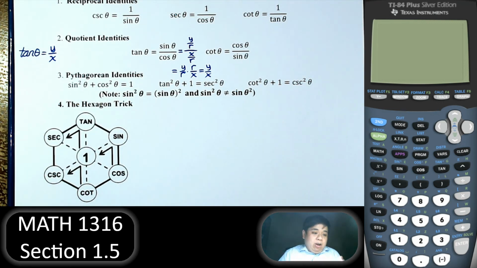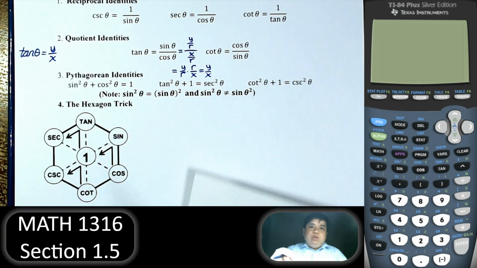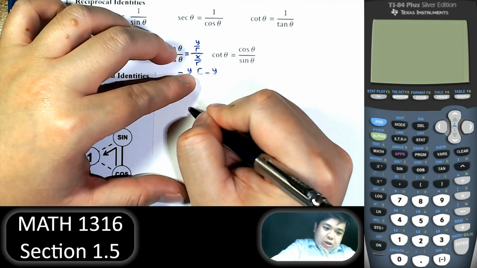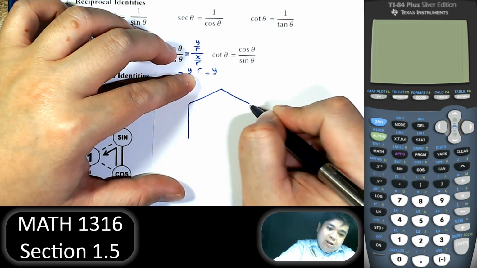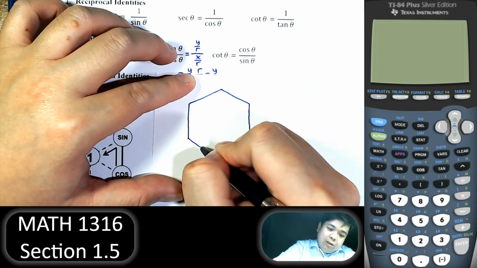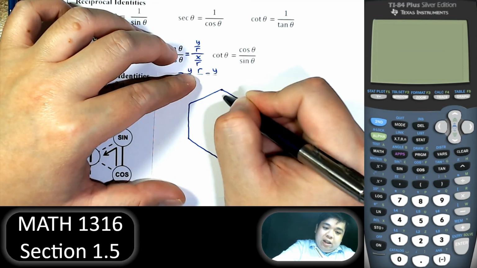Right. Now, I found this on the internet. I don't remember where, but it's called the Hexagon Trick. You will see different variations of that. I think this will be the best one. So, how do we form the hexagon trick? We draw the hexagon with the pointy top and bottom.